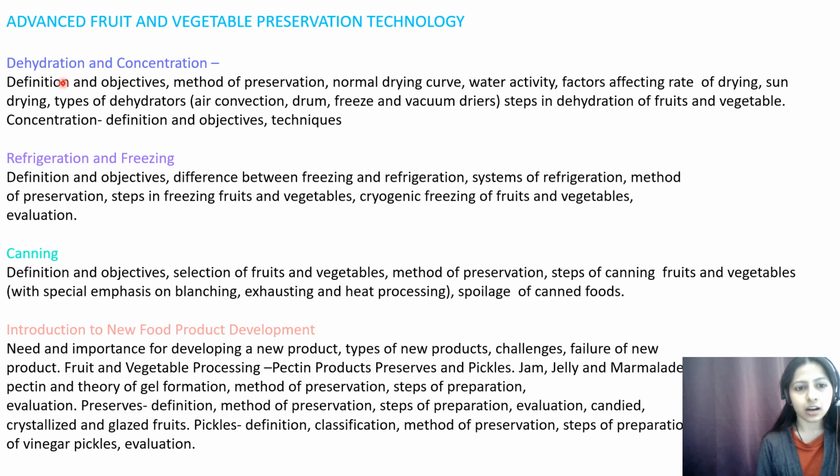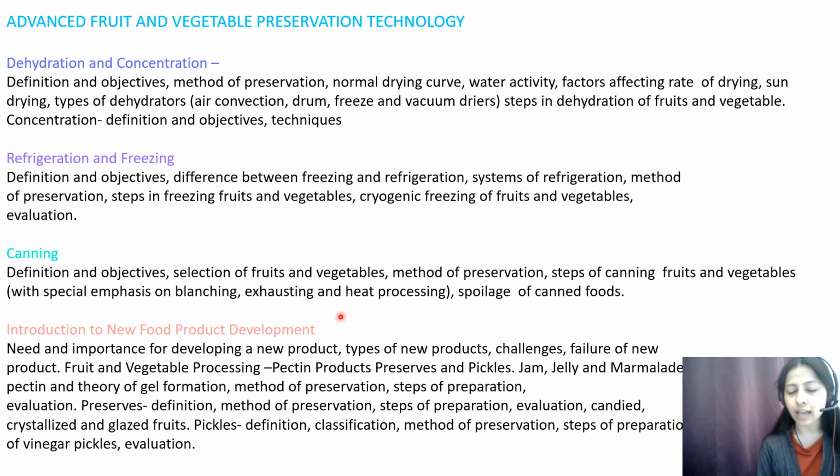So in this, dehydration, concentration, freezing and refrigeration and cannings, yes, their objectives and definition, these three are important. And methods in dehydration, its methods and preservation methods, the normal drying curve, water activity, factors affecting rate, sun drying, types of dehydrators like air convection, drum, freeze, vacuum dryers. Then in freeze drying, the steps of freezing of fruits, cryogenic, yes, this part is important, cryogenic freezing of fruits and vegetables. Canning, so in canning, its methods of preservation, steps of cannings of fruits and vegetables.